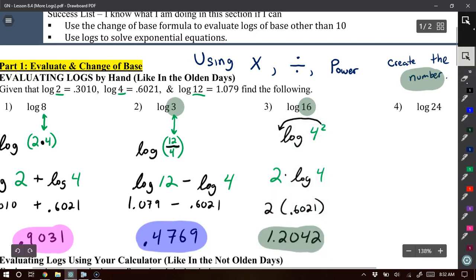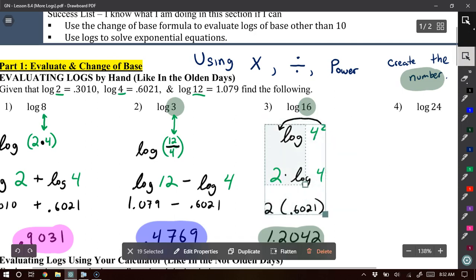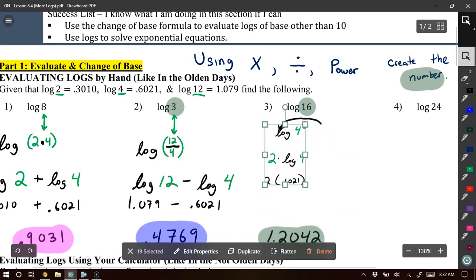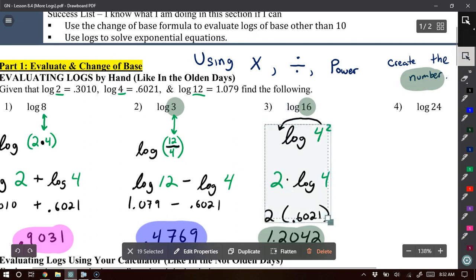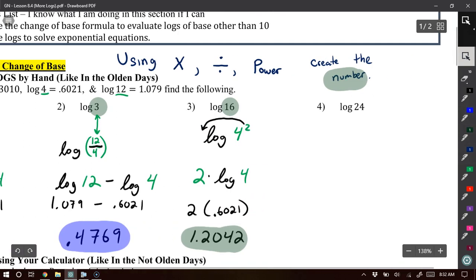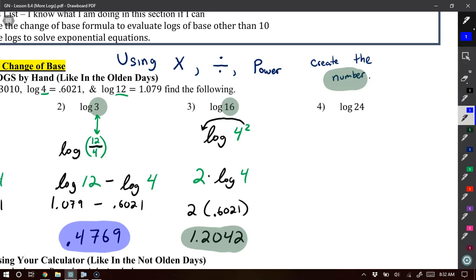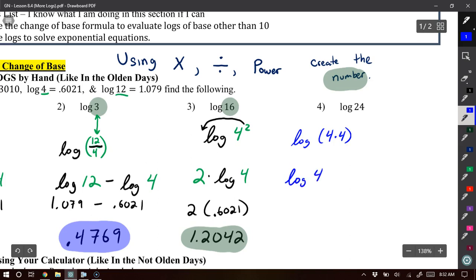The other way of doing it is the way that a lot of students see it, and it's not a way that I normally see it. They see it as an addition. So what if I rewrite it, and I'll just do it to the side, using multiplication, division, or powers? Can't I say log of 4 times 4? That's the same thing as 4 squared. And since I am multiplying, that means I'm adding my two logs. So log of 4 plus log of 4.